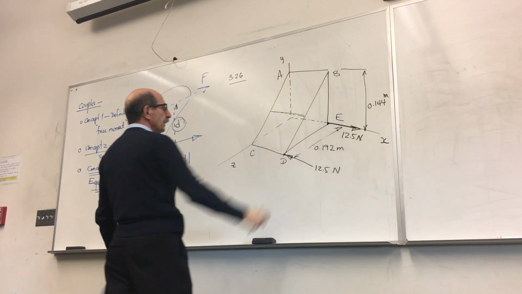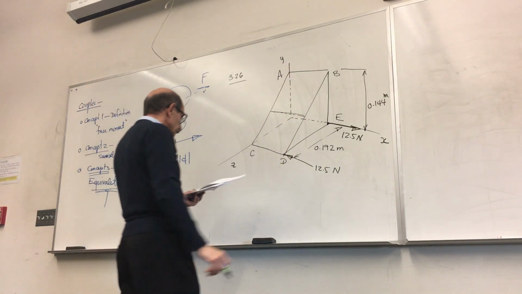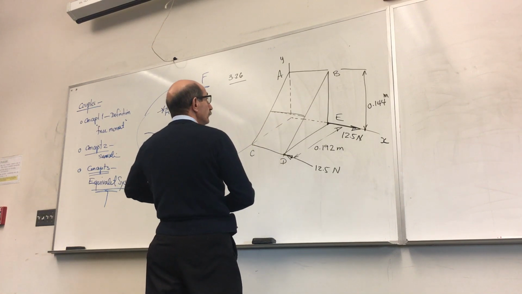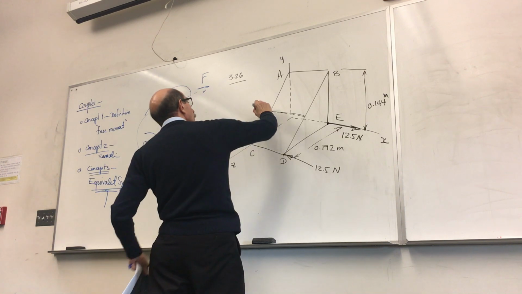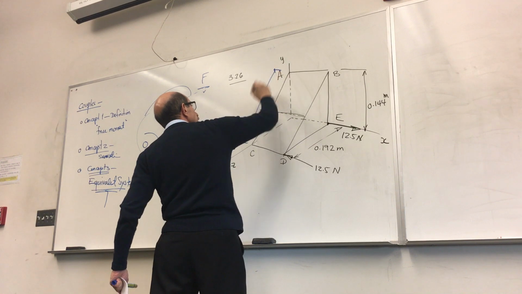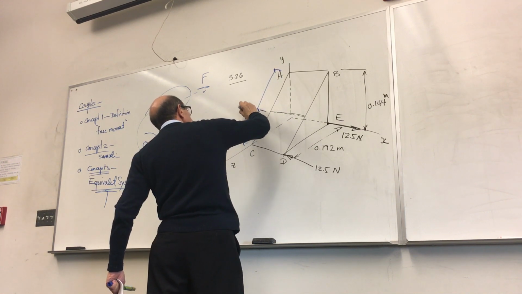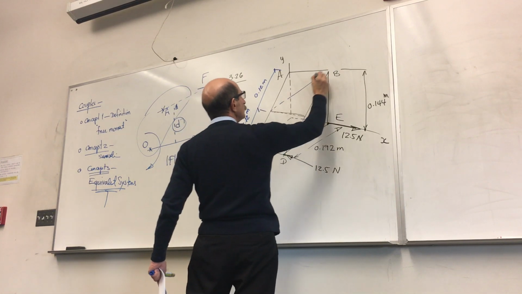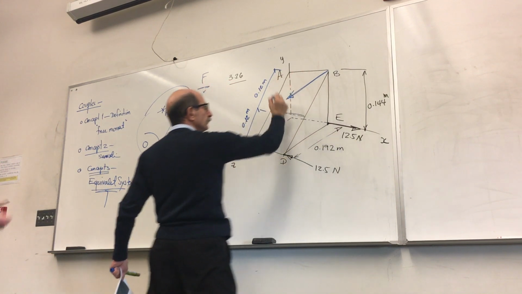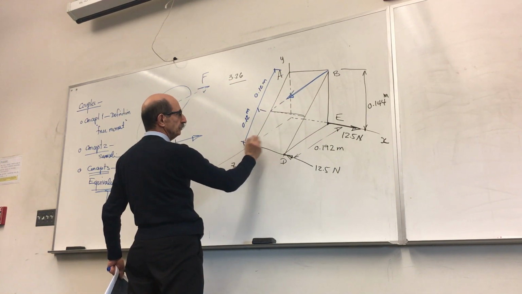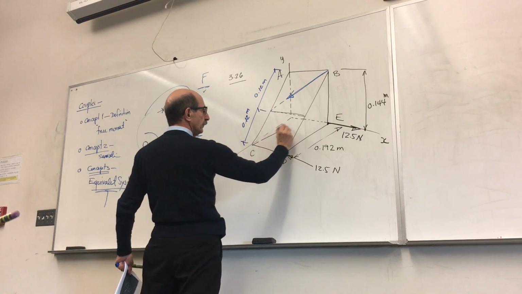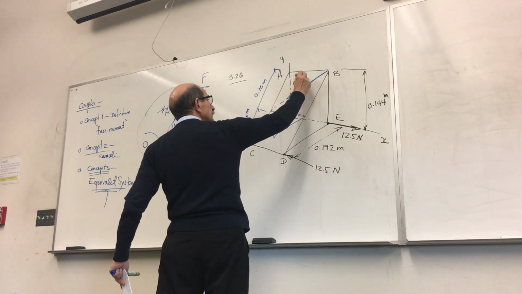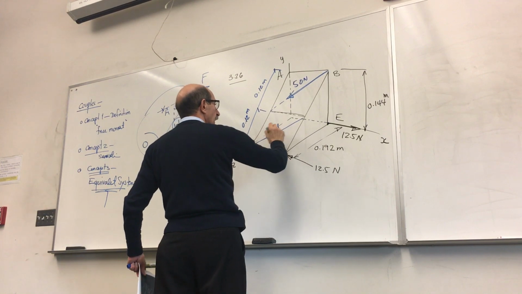plane ABCD, is also subjected to a couple. These couples act like this. If this is 0.12 meters and 0.12 meters, these two couples act along the diagonals of this rectangle. So you have the couple force of 50 newton that acts on this plane.